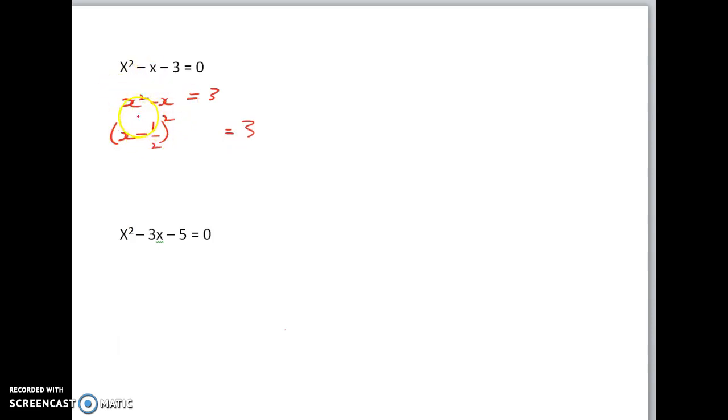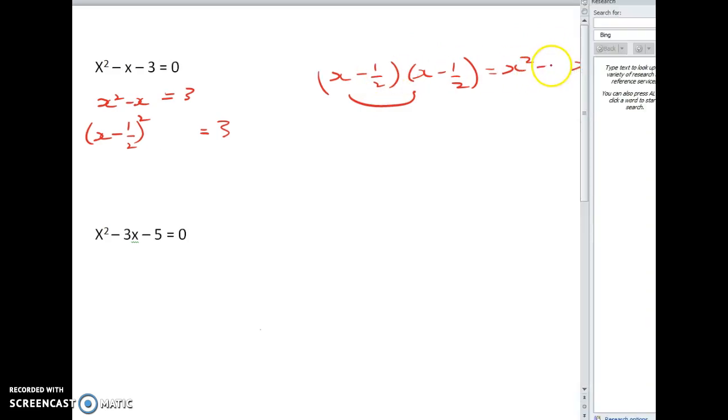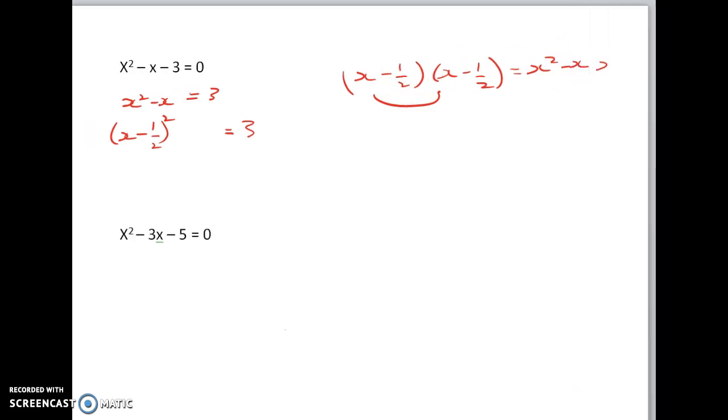But what we have to do is, if we expand that bracket out, we do that over here: x minus a half times x minus a half ends up equaling x squared, because we do the x squared, and then we get the minus x. And then we're left with a constant, because we have the minus half times minus half. So that ends up being a positive quarter.